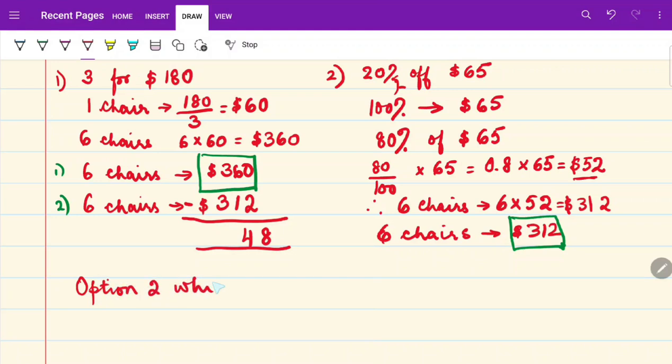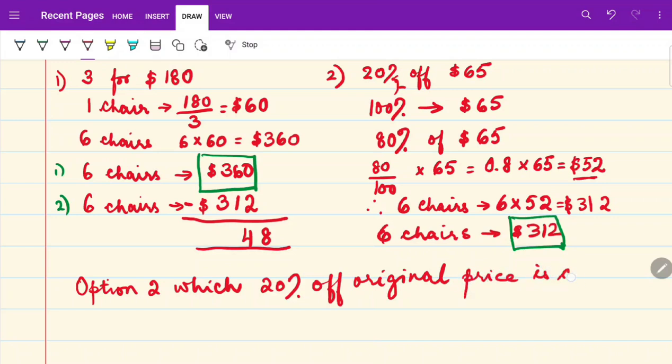So your final answer should say that option 2, which is 20% off the original price, is cheaper by $48. All right.